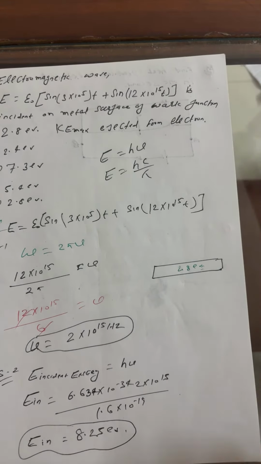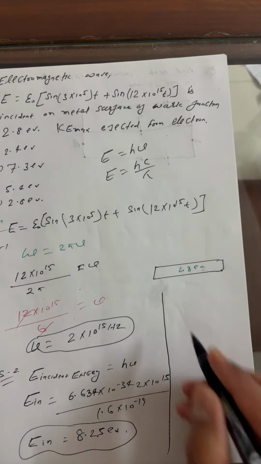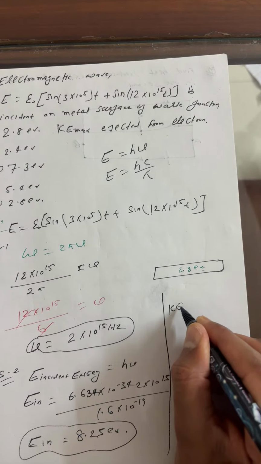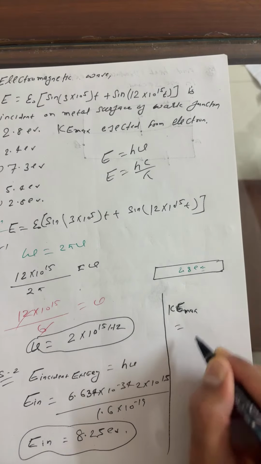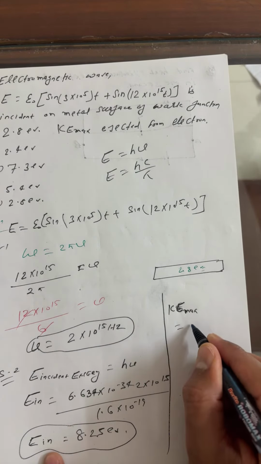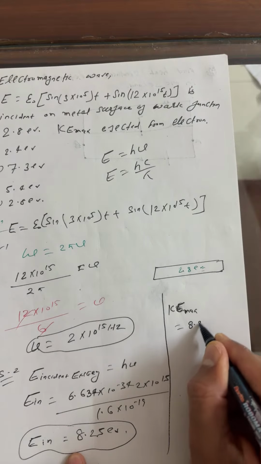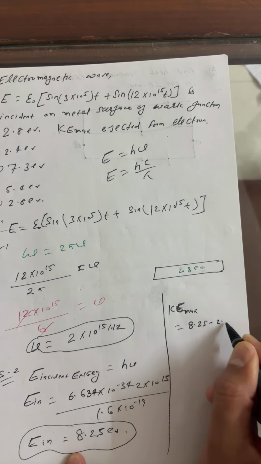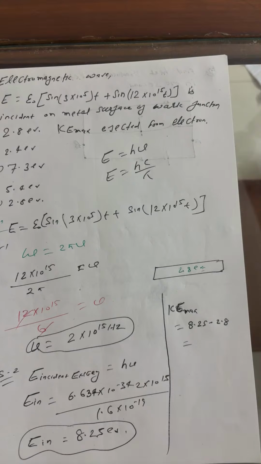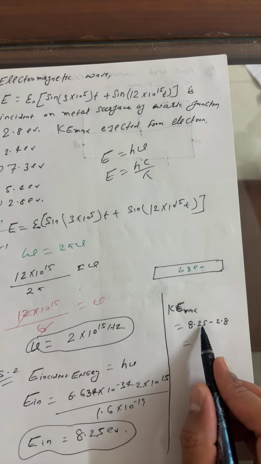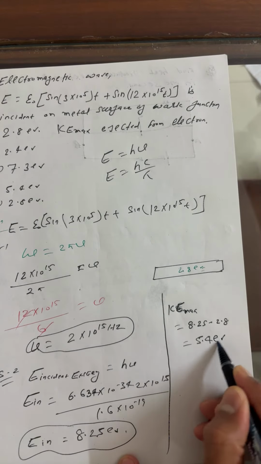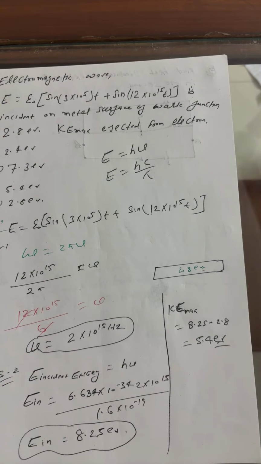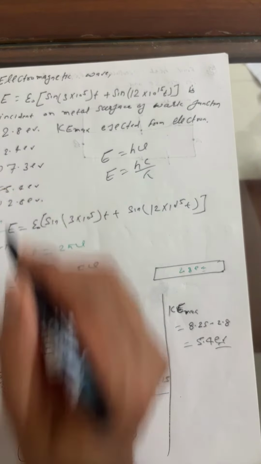So what you can write as the answer here is the maximum kinetic energy: incident energy minus work function. So 8.25 minus 2.8, how much is coming here? Approximately 5.4 electron volt, right? So finally you can write that option C is correct.